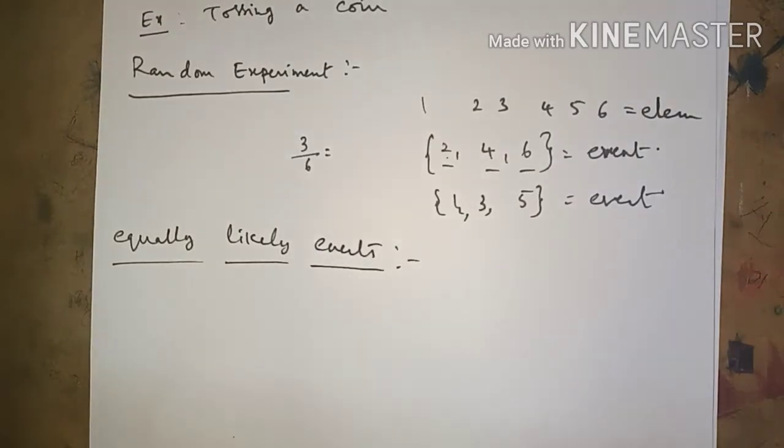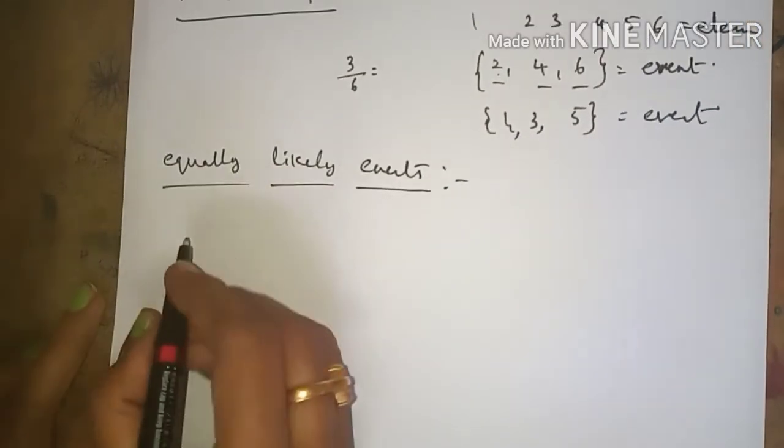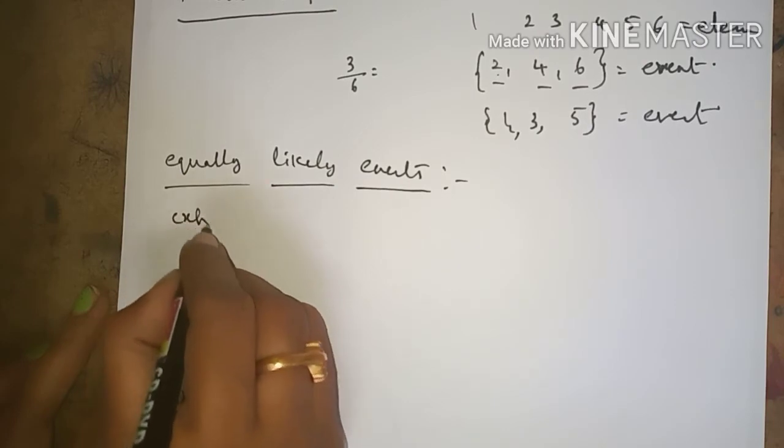In the same way, you can see the example: when a die is thrown, the elementary events are getting a number 1, 2, 3, 4, 5 or 6. All are equally likely. Equal chances are there to get any one of them. There is no reason to expect any one of them rather than the other. Throwing a die.